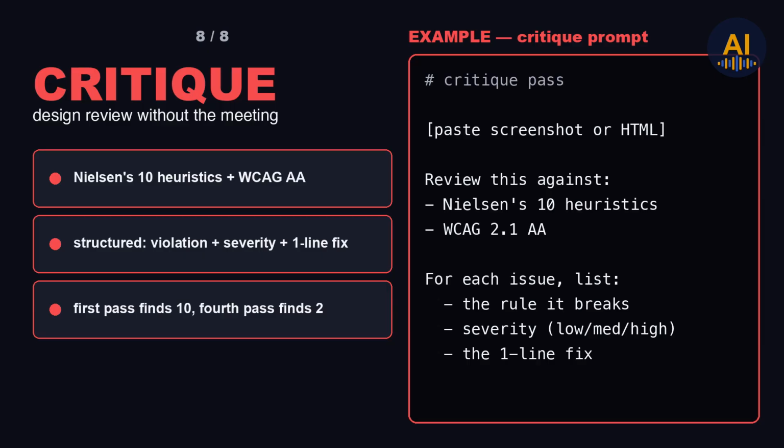Phase 8, the critique pass. Paste a screenshot or the prototype's HTML. Ask, review this against Nielsen's 10 heuristics plus WCAG AA. List every violation with its severity, the rule it breaks, and the one-line fix. You now have a structured design review without scheduling a meeting. Run this once per major change. The first pass usually surfaces 10 issues. The second, 2. By the fourth, you're shipping.